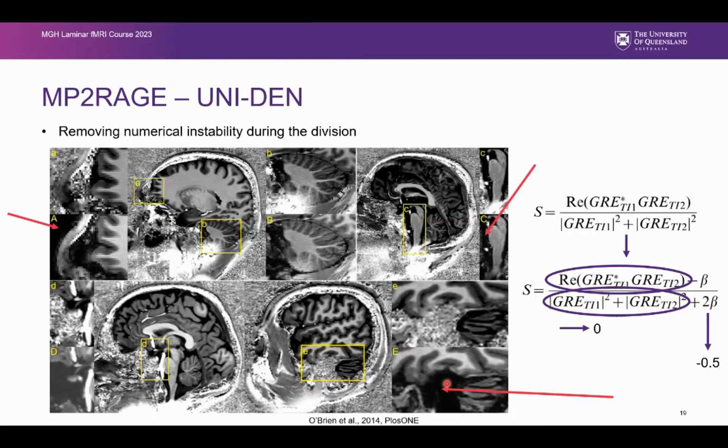If you have some really old images that don't do this on the scanner, there is some code from Jose Marquez on GitHub where you can put in both inversion images and the combined image, and it will do this for you.